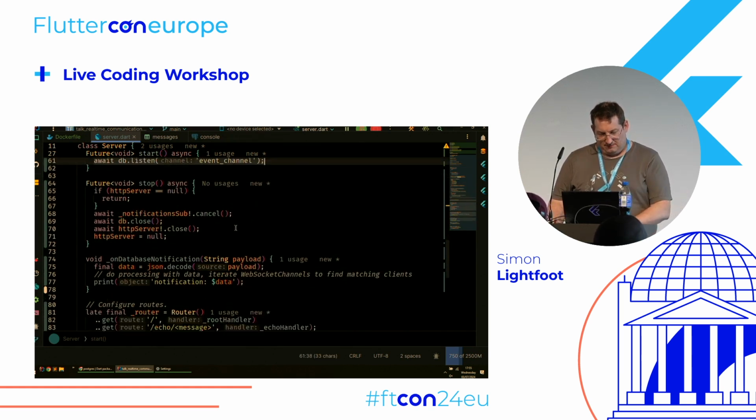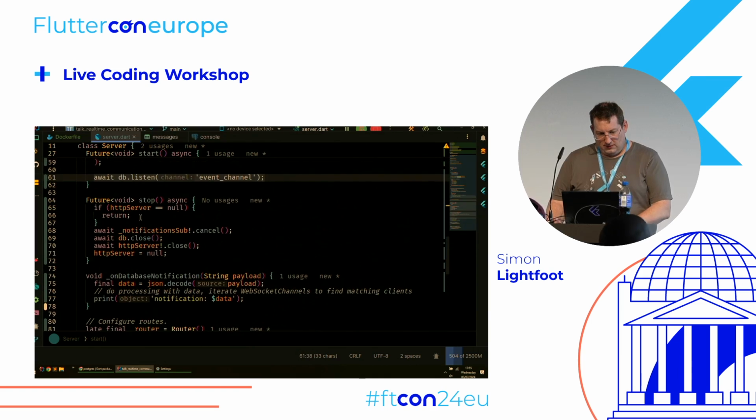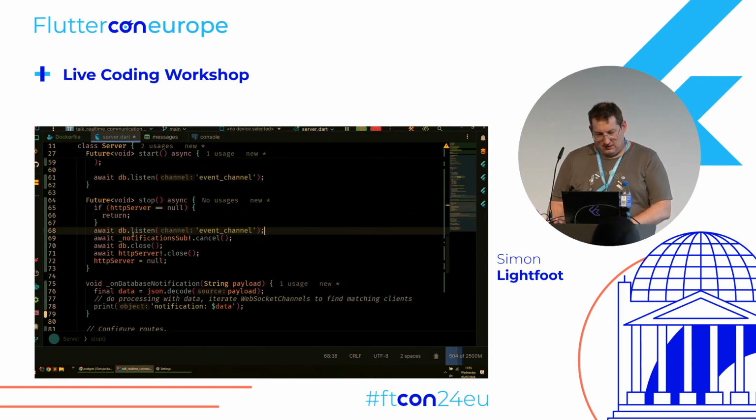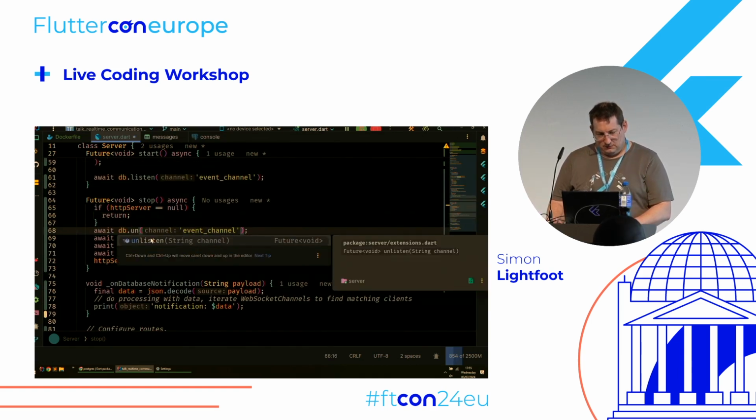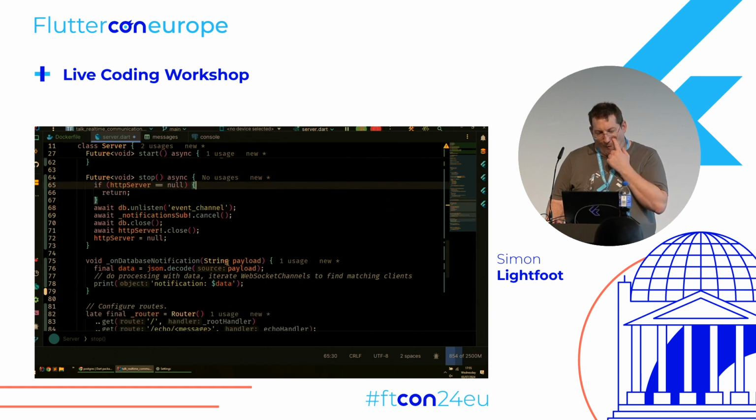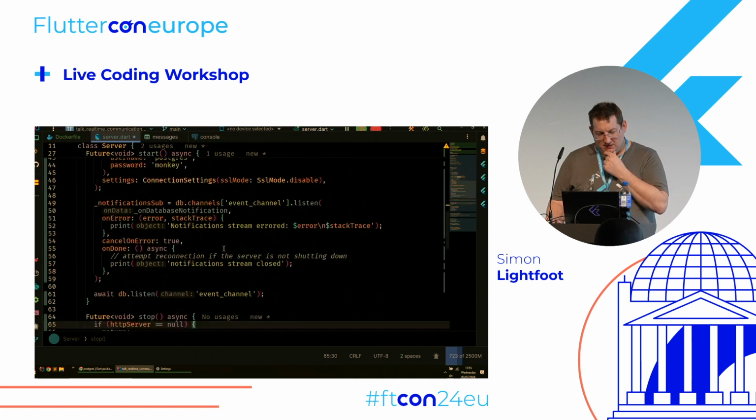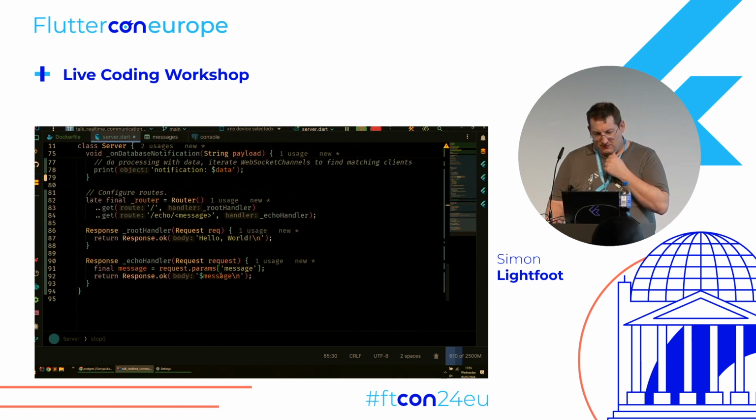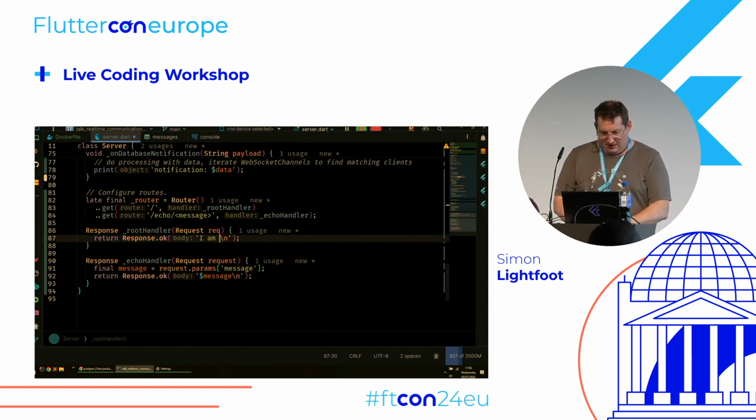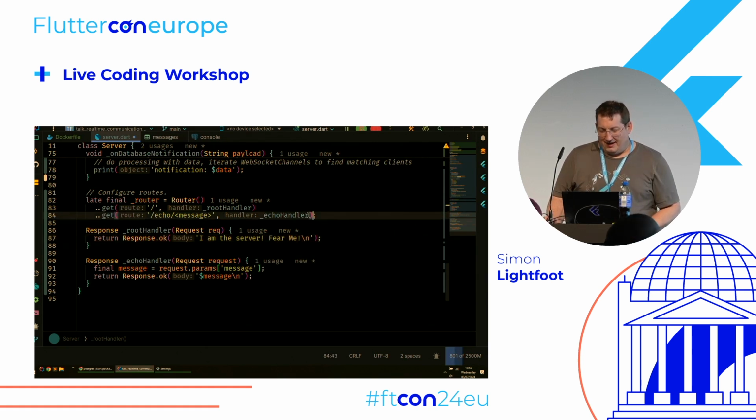In fact, we should probably be nice and unlisten from our channel. Right. What was the thing? Yeah. Where are my handlers? Router. Here we go. This is like the default shelf code that I just started working with. So we'll leave the root handle in there and just say, I am the server. Fear me.